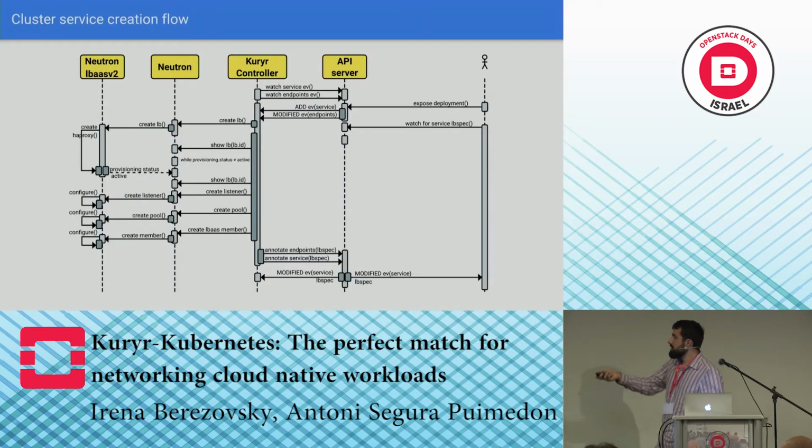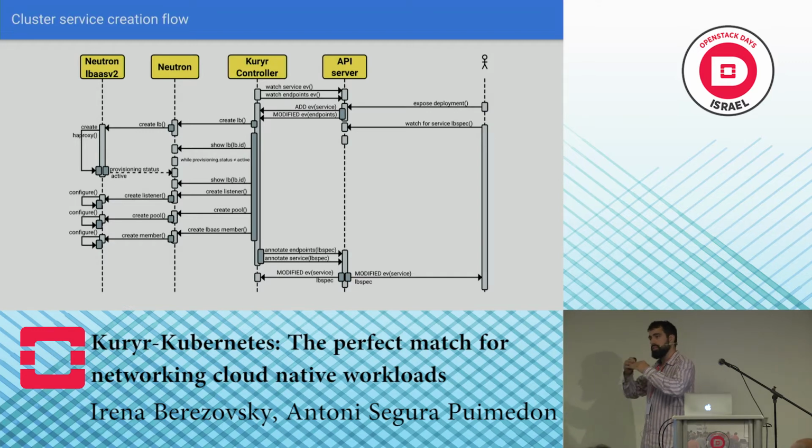So here is how this is created. It looks very similar to what we saw before. The flow is always: Kuryr controller sees something and does something. In this case, it sees that the service and endpoint resources are created and updated. It reacts to that, creating the load balancer. Then it has to wait for the load balancer to be active. Then you create the listener. Then you create the member pool.